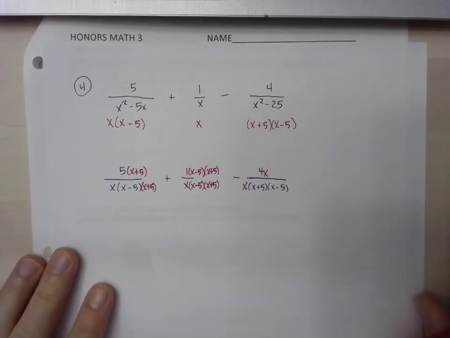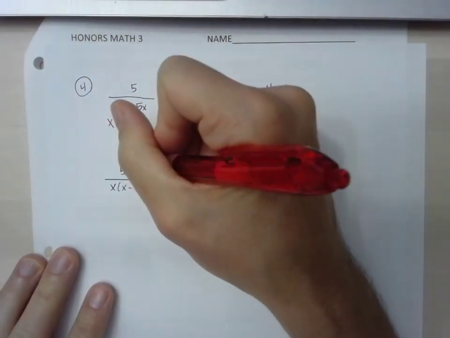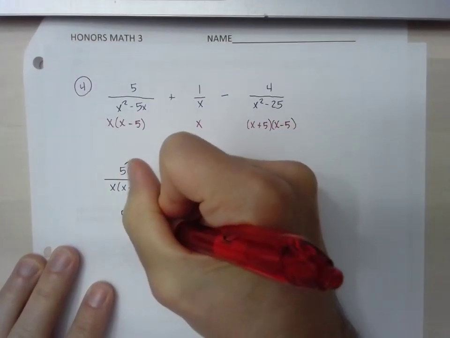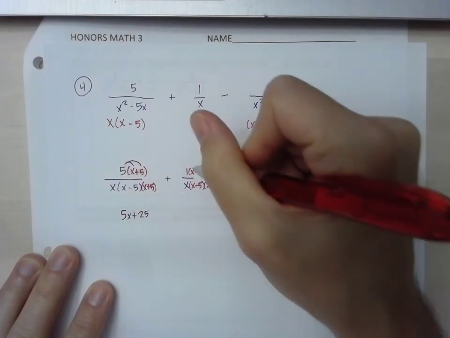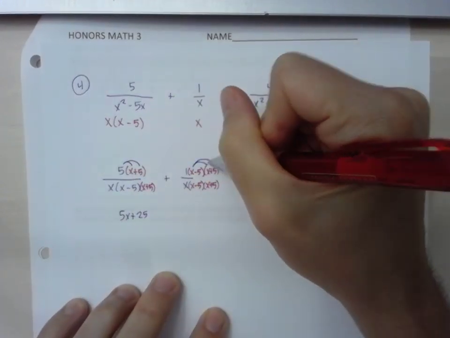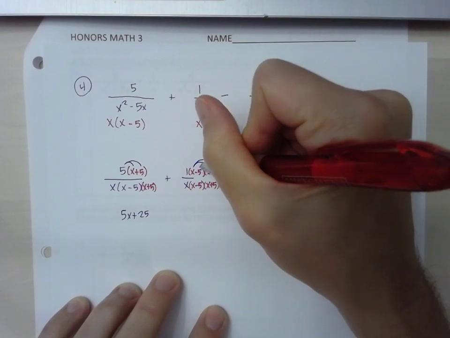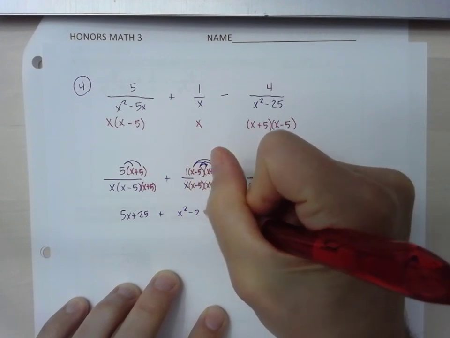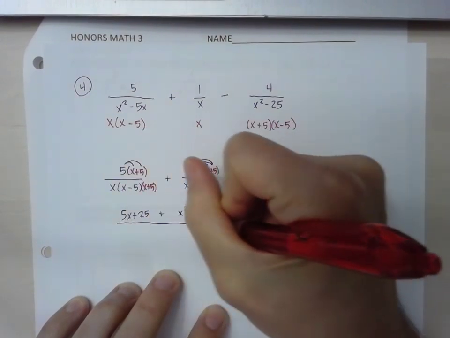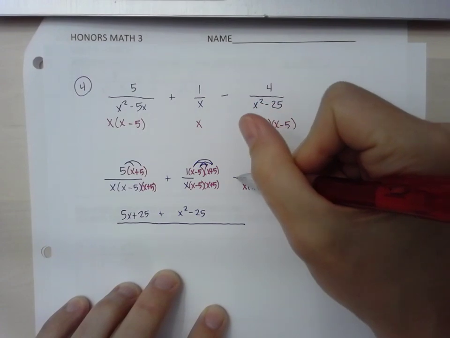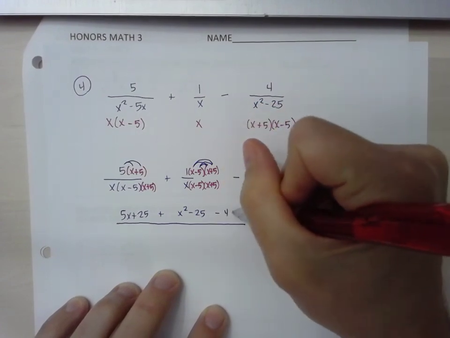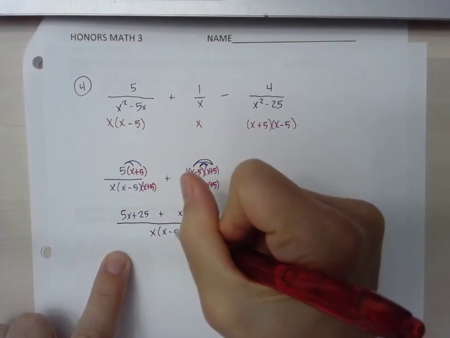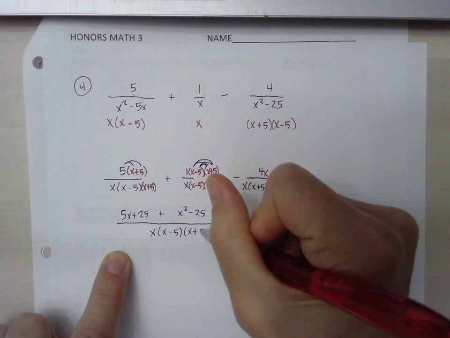So let's go ahead and multiply and distribute all the numerators. So that's going to be 5x plus 25. This is going to be x squared, 5x, negative 5x, which cancel with the 5x, and minus 25. So that's going to be plus x squared minus 25. And I'm going to just combine this all together at once. And then this is minus 4x. So those are your numerator. My denominator is x, x minus 5, and x plus 5.